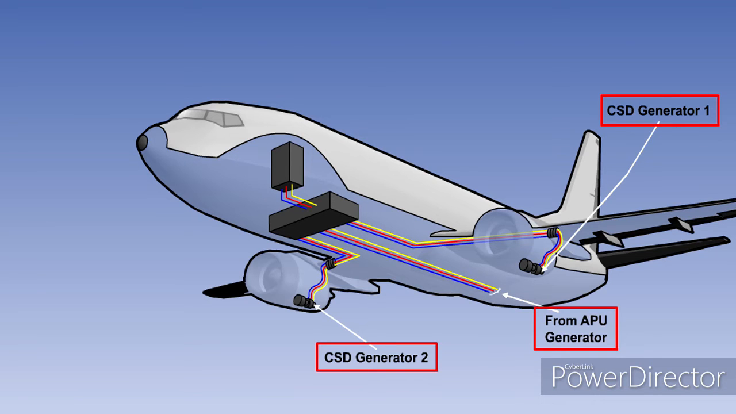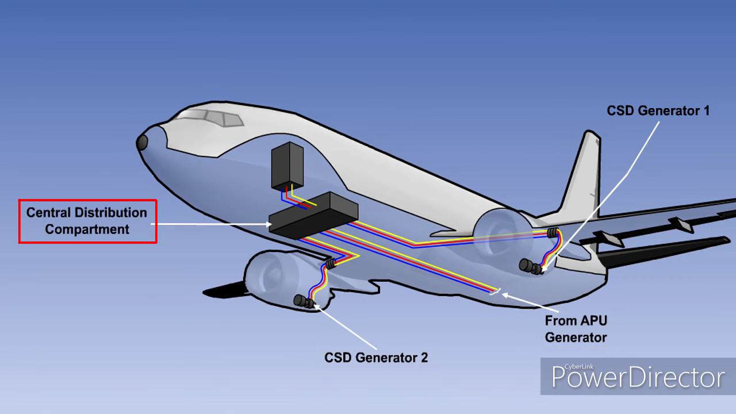One generator is driven by and mounted on each engine, and one generator is driven by the auxiliary power unit. The feeder cables from each generator are routed through the aircraft wings and fuselage to meet at a central distribution compartment, usually beneath the flight deck or cabin floor.